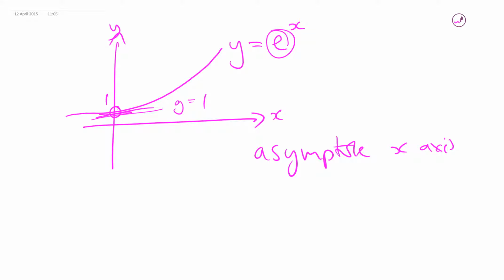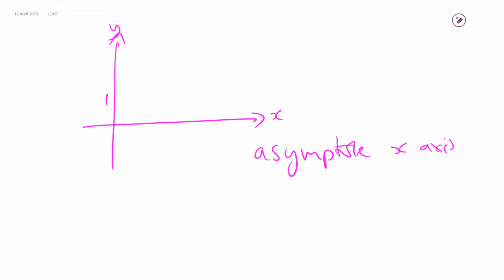Now, what do you know? Let me draw another e to the x because it's already got a bit messy with all the stuff there. Okay, I suppose that makes it a bit easier. So we've got y equals e to the x. What's the relationship between this graph and y equals ln x?